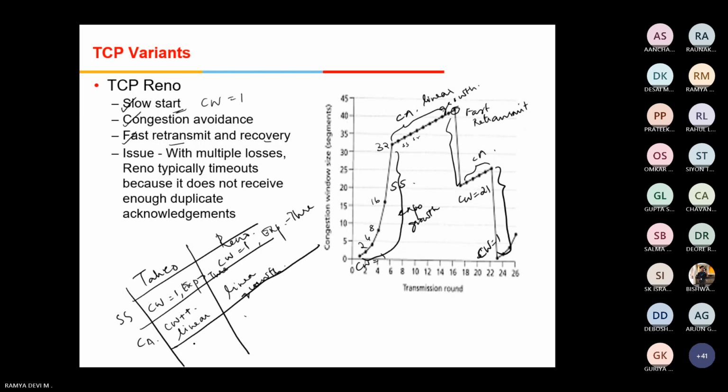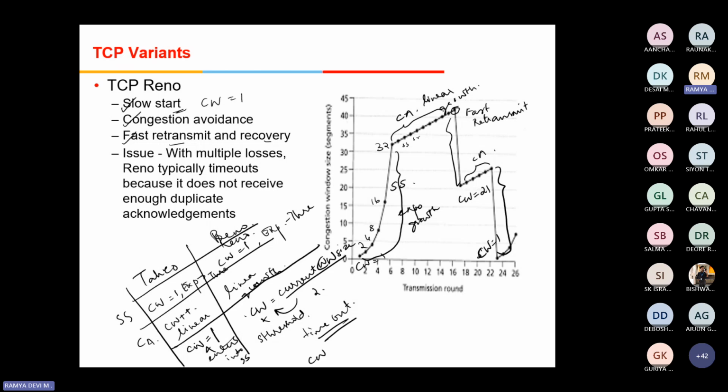Here in Tahoe, the congestion window size will be set to 1 and it enters into slow start. But in Reno, it will not set the congestion window size to 1. Instead, the current congestion window size divided by 2 will be set as the window size and the threshold value. If a further timeout happens, then only the congestion window will be set to 1 and it will enter into slow start. That is the difference between TCP Tahoe and TCP Reno.